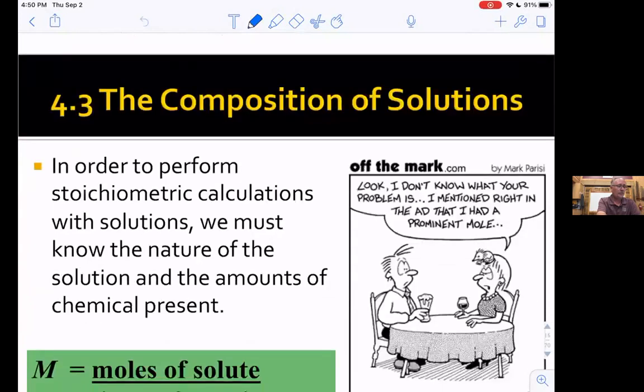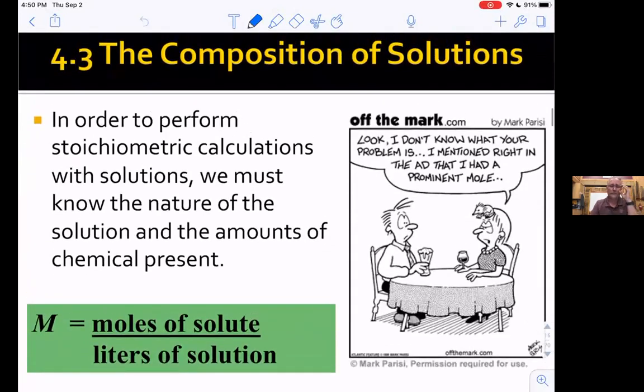So, composition of solutions. In order to perform these calculations, you actually have to know the nature of the solution, whether or not they're going to actually mix, polarity most importantly, and then you have to know the amounts of those things that are present. The way that we do that is by measuring how much of something is dissolved in the entire solution. That is called molarity. Molarity is literally the moles of solute divided by the liters of the entire solution.